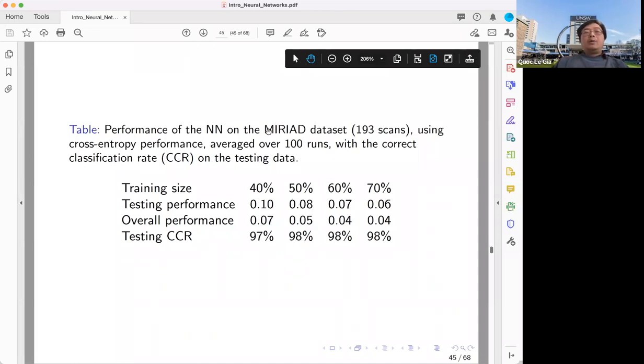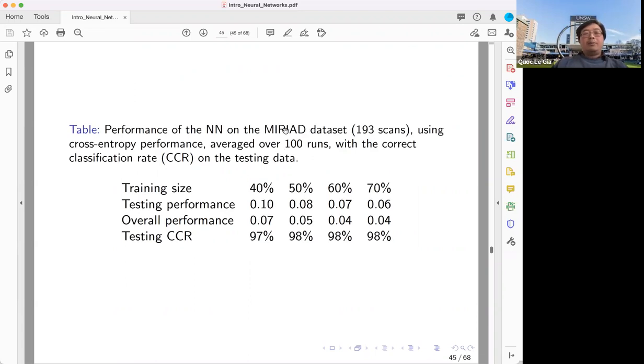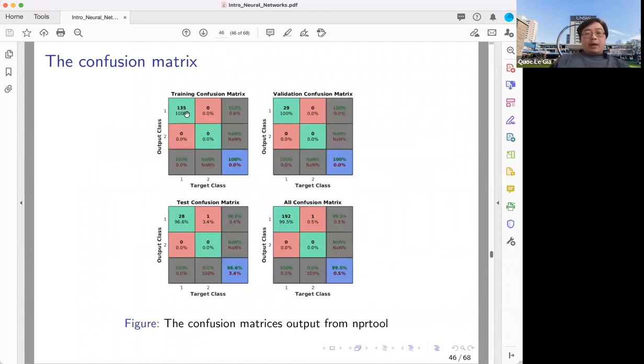And then we also use another data set, Myriad. The ADNI data set is provided by the University of Southern California, and the Myriad by Imperial College London. You see that it also performed very well. With 70% as the training set, the neural networks can give you up to 98% correct classification rates. And the confusion matrix looks like this, like before, so it looks very good.